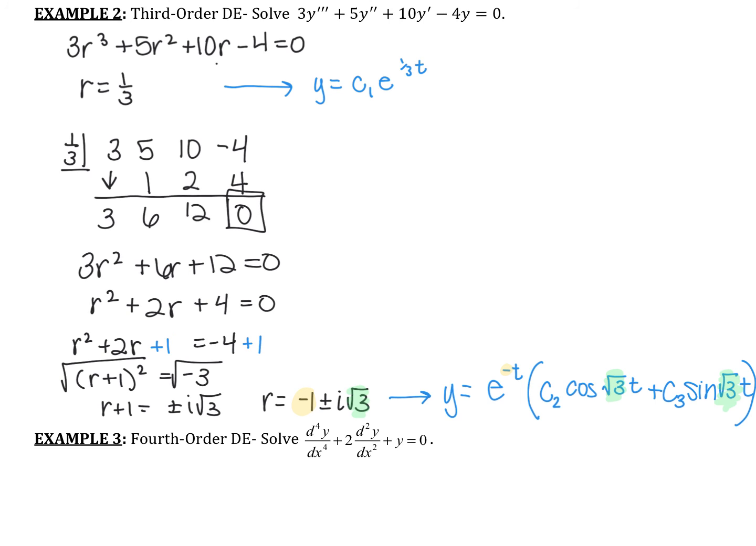Now, if we were to write this as one complete solution, I'm really just combining the two parts. C1 e to the 1/3 t plus, and I don't really care how you write it. If you want to multiply it back in, sometimes you'll see this multiplied back in. Cosine root 3t.